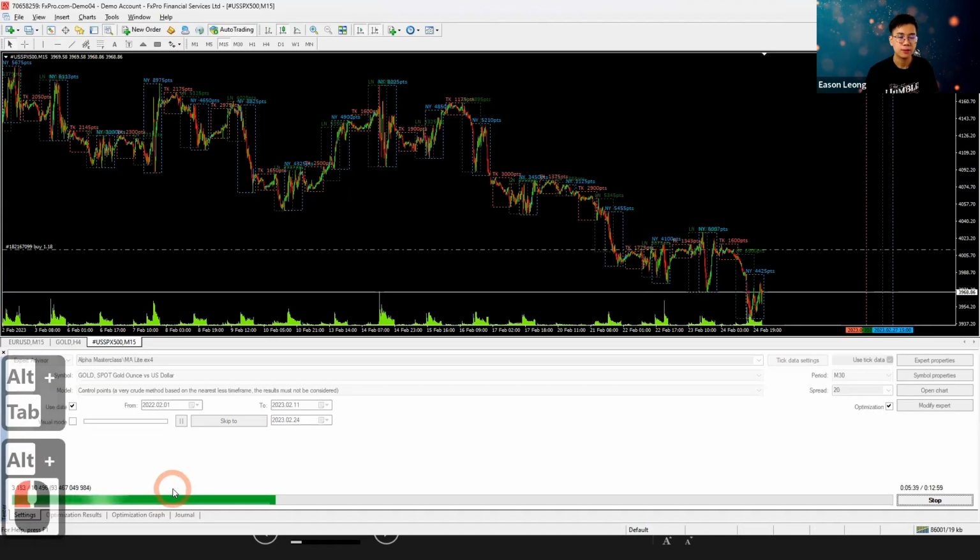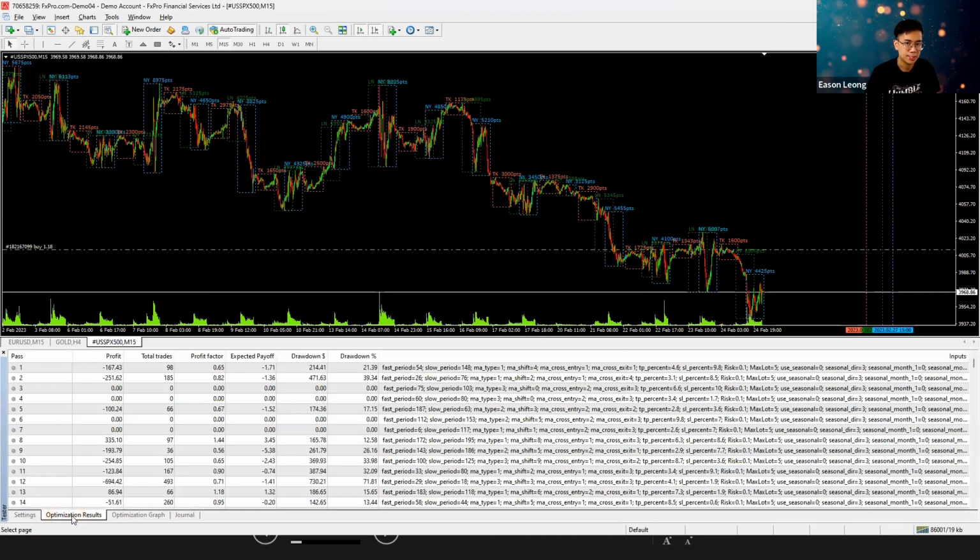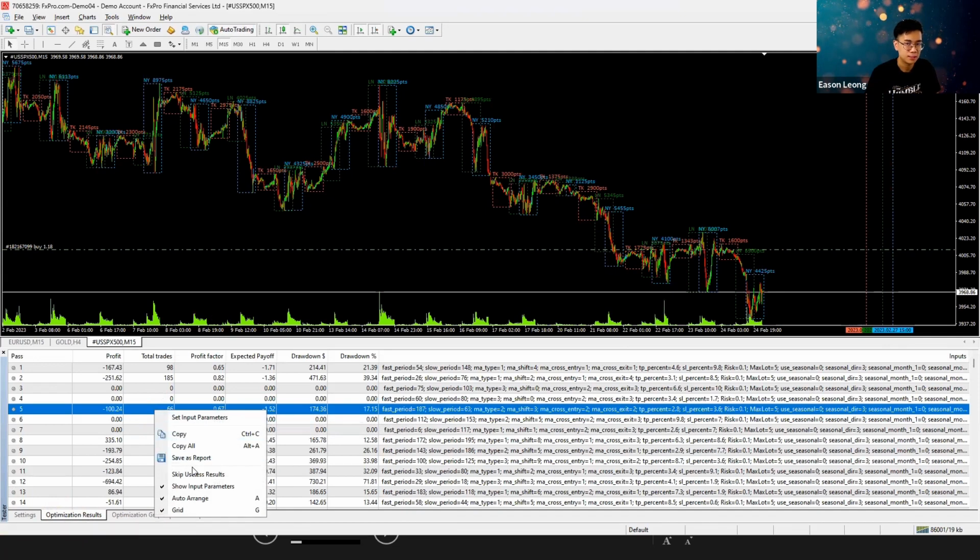Right now, we are doing optimization, and this usually will take some time. So I ran a 5-minute optimization over here, and the most important thing is you can come to the optimization result, right click, and then make sure that this thing is unticked, so that you're able to get the correct setting.